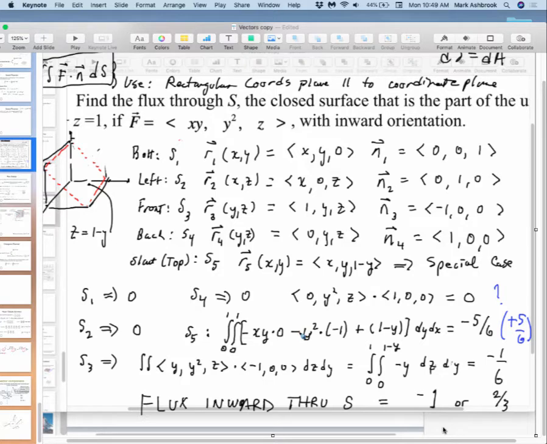Okay, questions on that? Yes, please. No, it absolutely matters. With outward orientation, we would have had all the opposite of these n vectors. These n vectors we wrote for inward orientation, for the direction for inward. So all these normal vectors to the planes would all have been opposite, and we would have kept the 5/6 if we were doing outward orientation.